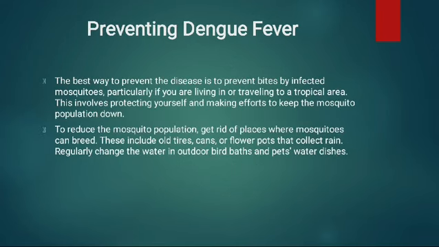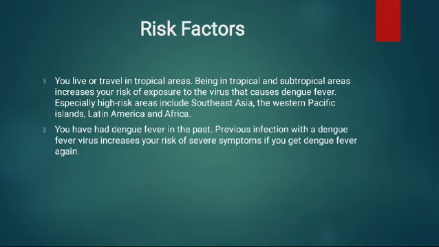And preventing dengue fever. The best way to prevent the disease is to prevent bites by infected mosquitoes, particularly if you are living in or traveling to a tropical area. This involves protecting yourself and making efforts to keep the mosquito population down. To reduce the mosquito population, get rid of places where mosquitoes can breed. These include old tires, cans, or flower pots that collect rain. Regularly change the water in outdoor bird baths and pets' water dishes.